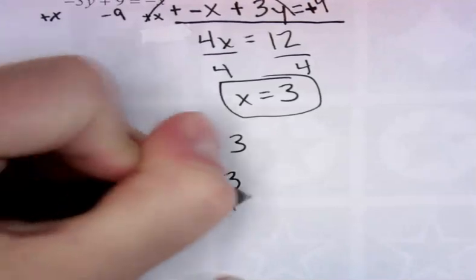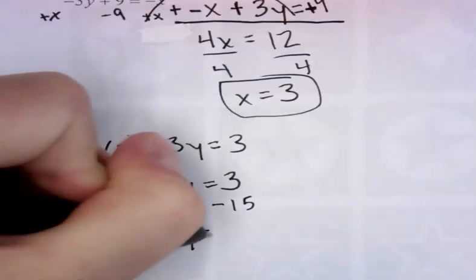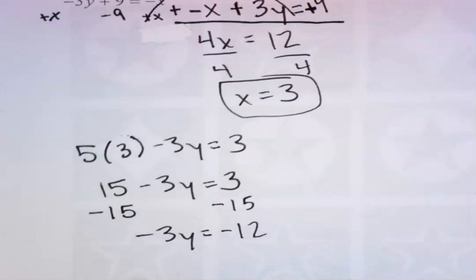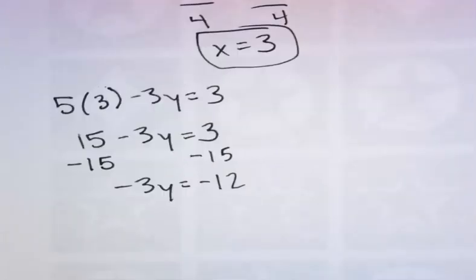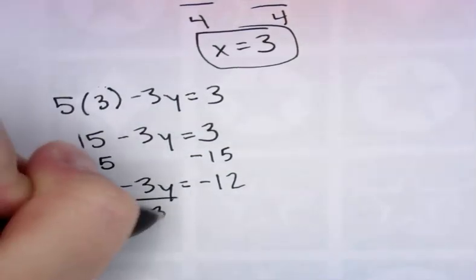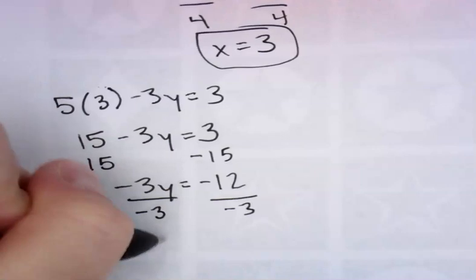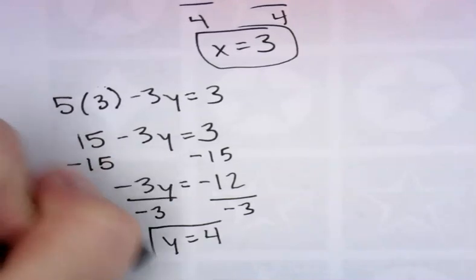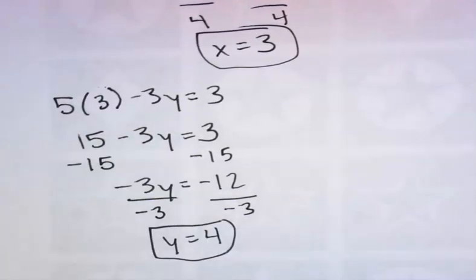Minus 15, negative 3y equals negative 12. I know I'm going quickly. And then divide by 3 on both sides, or divide by negative 3 on both sides. Y is going to be a positive 4.